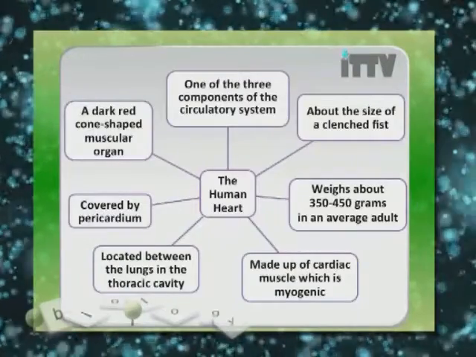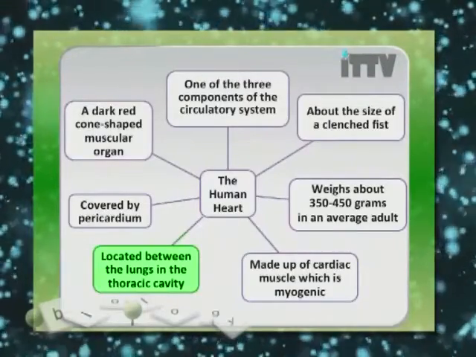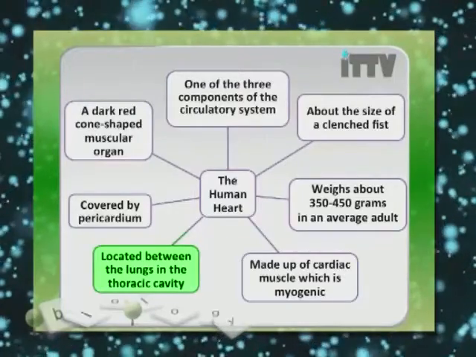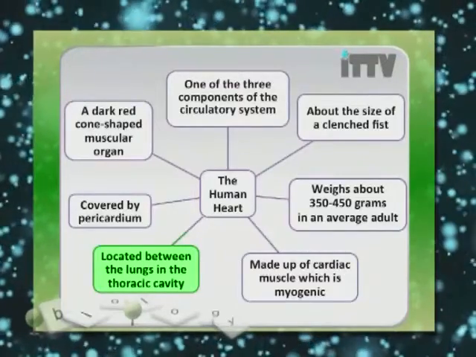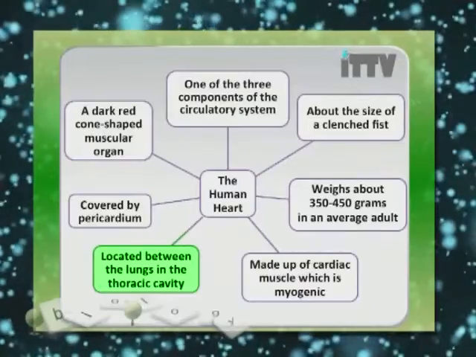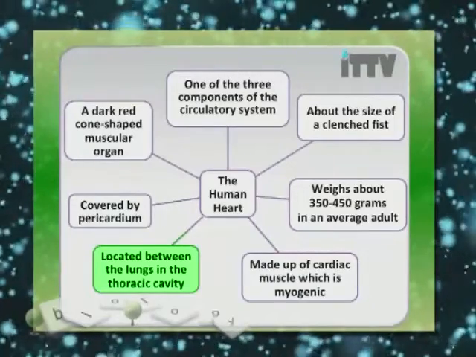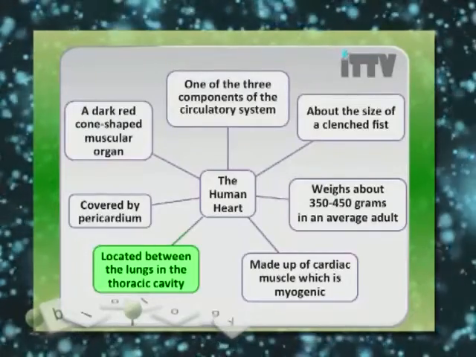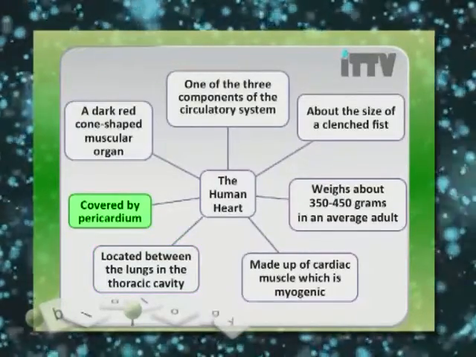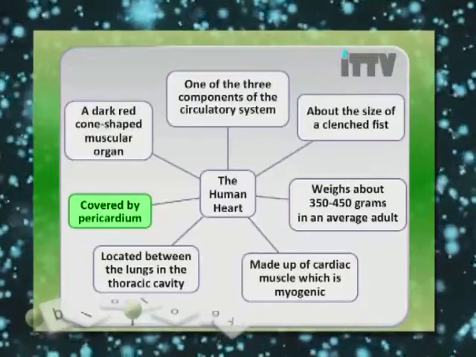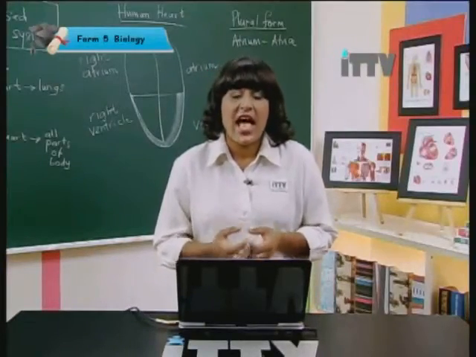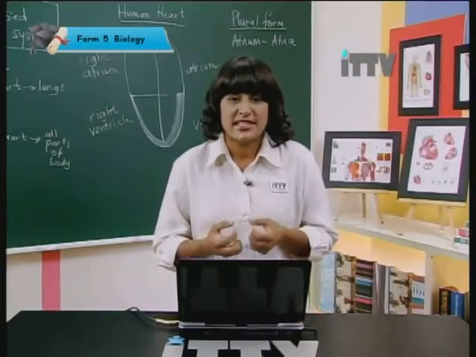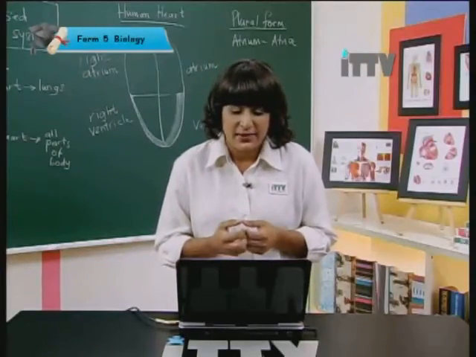Next, the human heart is located in between the lungs in the thoracic cavity. However, it is slightly tilted to the left. Hence, it is not symmetrically in the middle of the thoracic cavity. And it is covered by a very thick pericardium. Hence, it gives the durability and the resistance for the extensive pumping of the heart.